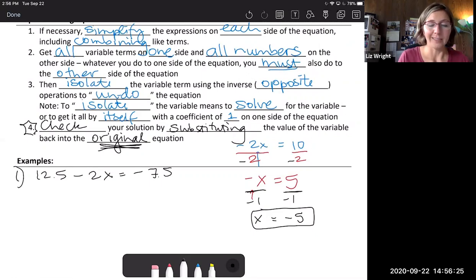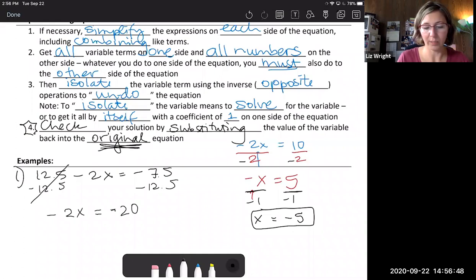Okay, so second step, get all the variable terms on one side, all of the constants on the other. It doesn't matter which way you bring them. So like you could bring the negative 7.5 over to the left or vice versa. I'm gonna move the 12.5 over like that. And so then that gets rid of that. And then I'm gonna have negative 2x equals, that should be negative 20. Yes, negative 20, 12 and 7 is 19, and then another half and half, so that's negative 20.